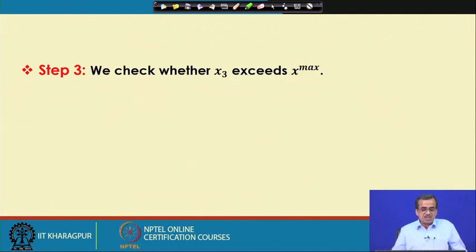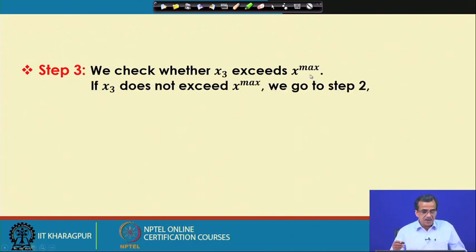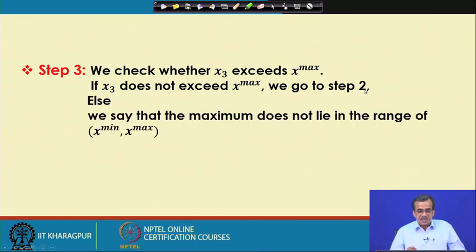Then we go for step 3, we check whether x 3 exceeds x maximum. If x 3 does not exceed x maximum, we go to step 2. Else we say that the maximum does not lie in the range of x 1 minimum comma x 1 maximum.